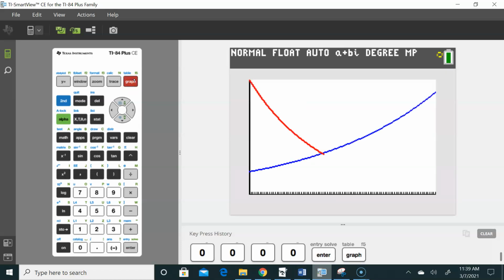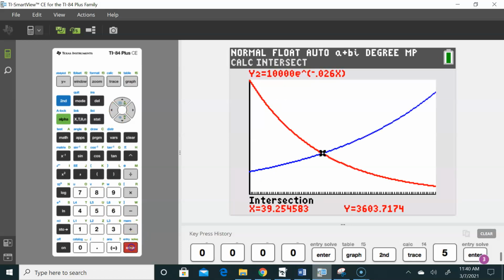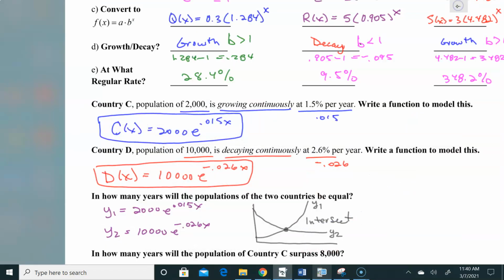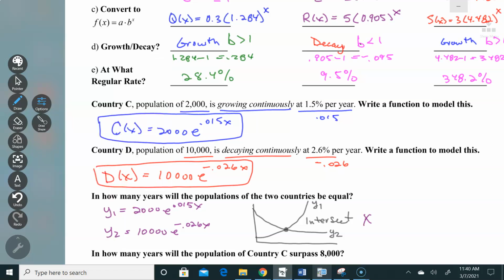I hit graph, there's the growth, there's the decay, and look, they do hit kind of towards the middle. Second, trace, number 5, enter, enter, enter. And I get they intersect. Make sure you get this intersection at the bottom. If you don't see the word intersection, you haven't done it correctly. At almost 40 years. So according to my model, they intersect at x equals 39.255 years. Okay, almost 40 years.